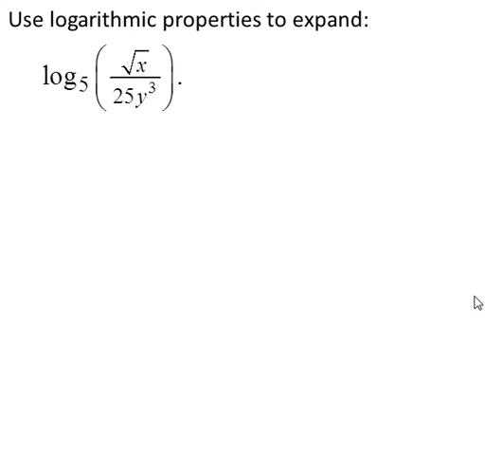The logarithmic properties that we'll need to use to expand this are the product rule, quotient rule, and power rule. And so we might need to use any combination of those rules in order to expand this. We can start right away and see that we have a quotient, a division in there. So we'll start by using the quotient rule and take the log base 5 of the top, which is square root of x, minus the log base 5 of the bottom, which is 25y cubed.